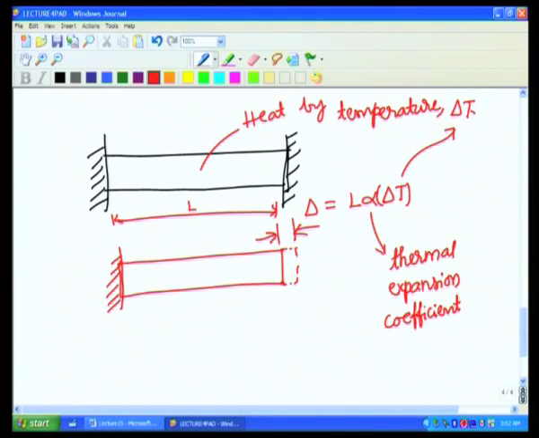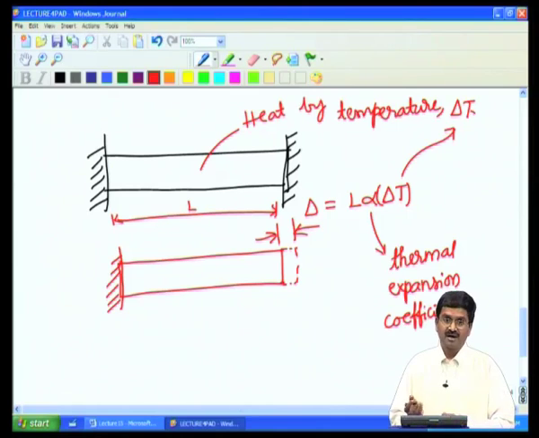So, if we have a bar of length L, if we heat it by a temperature delta T, if it were to be fixed at one end, it would have expanded by this much. This thermal expansion coefficient is the elongation of a material per unit length per unit temperature rise. We want the total elongation, we will multiply by the length and the change in temperature. But now, since it is fixed over here, it cannot expand. So, it will have to develop a strain to compensate this.